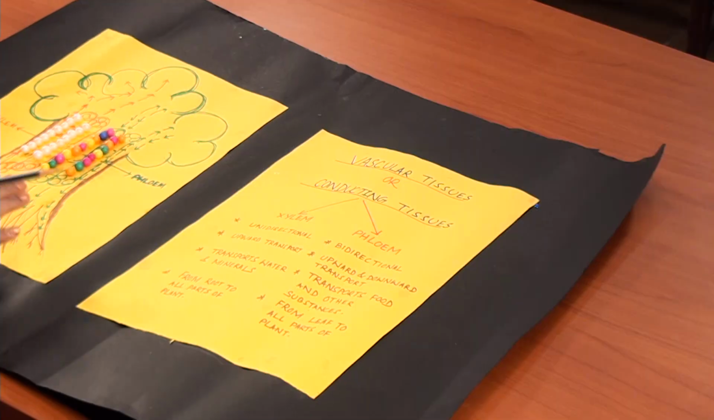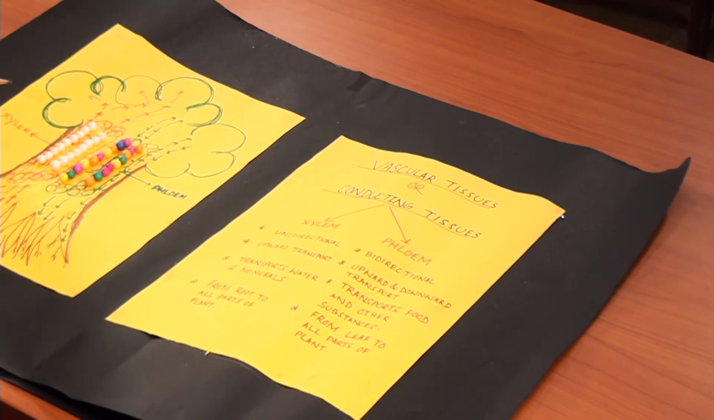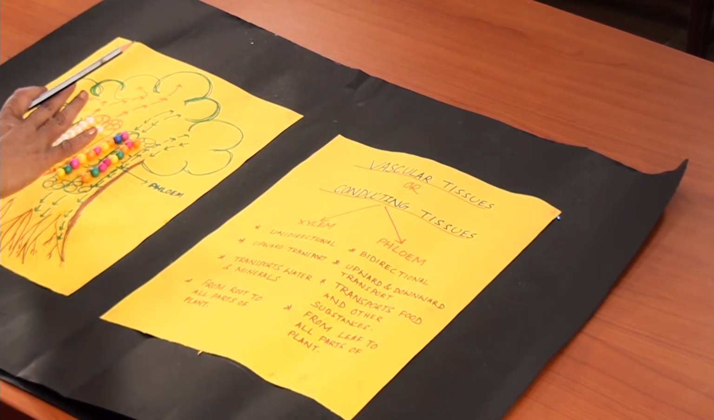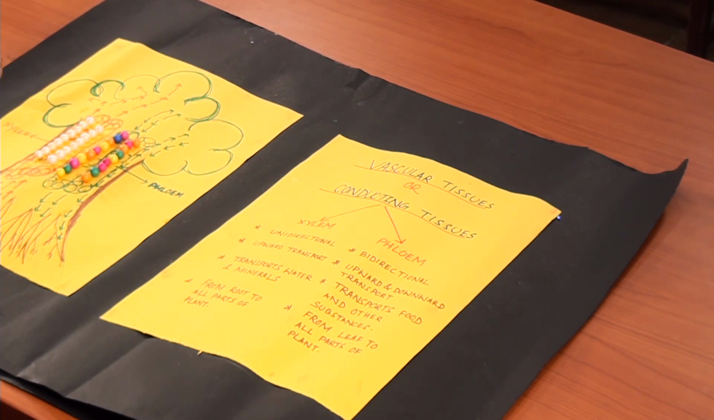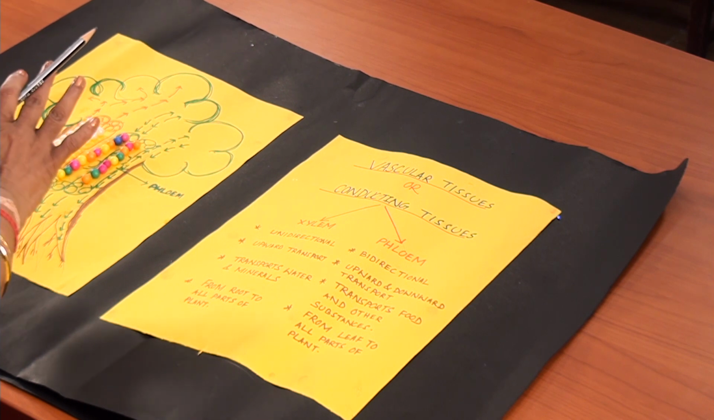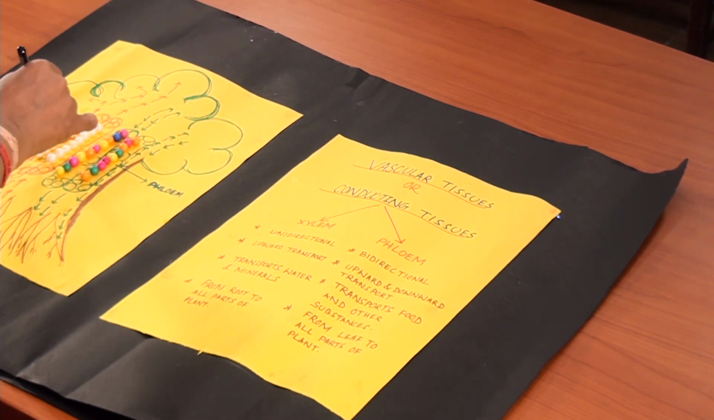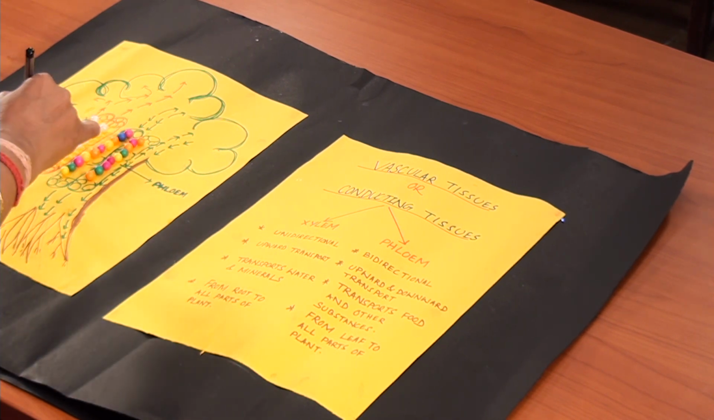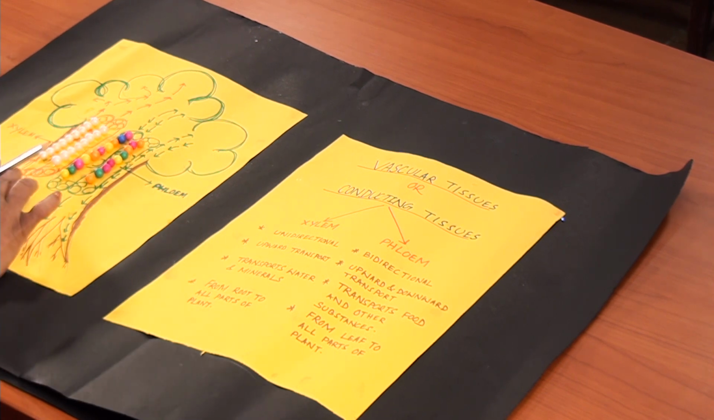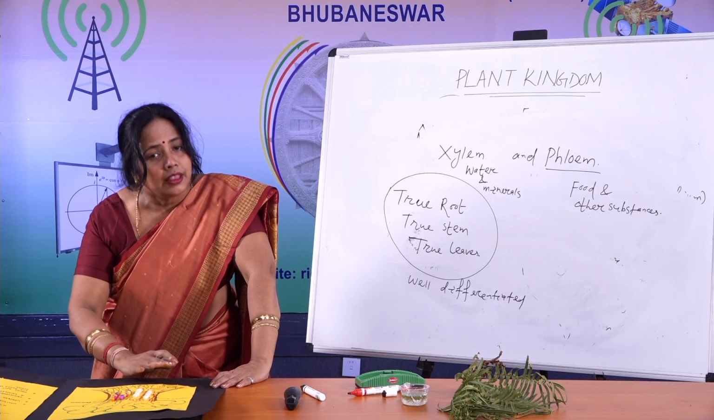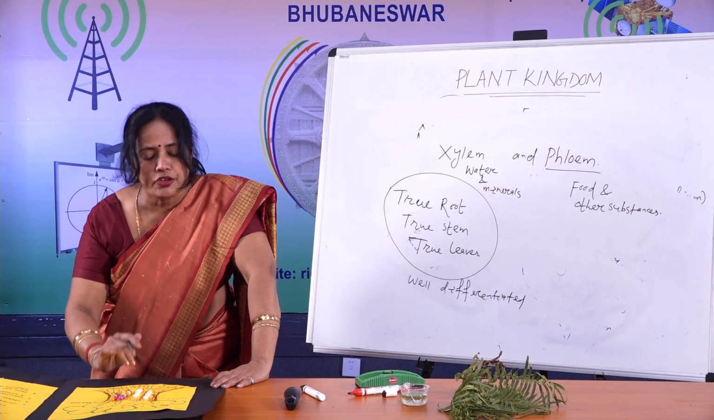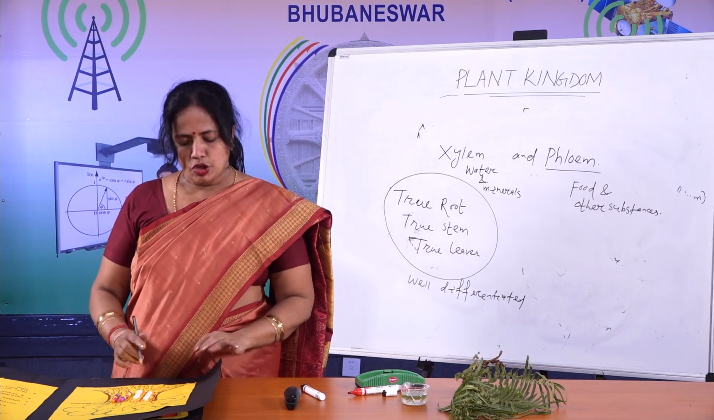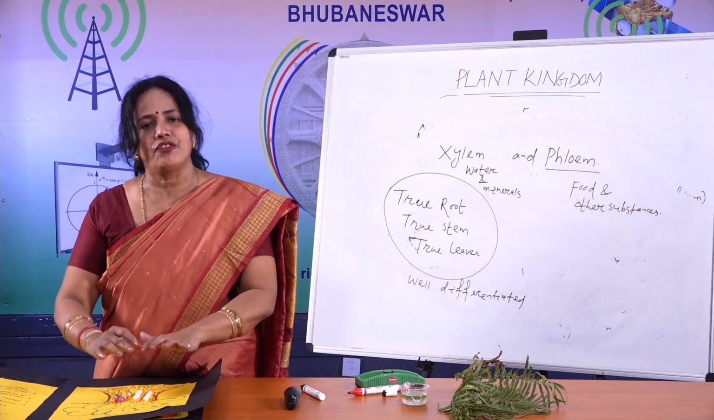Everyone mark here. See, this is the stem of the plant, right? Inside the stem, the conducting tissue is present. What is it conducting? Food and water, right? Now you see these white balls. The white balls are the water molecules. From where do the water molecules go? They are present in the root. They have to reach each and every part of the plant, because every part of the plant needs water.